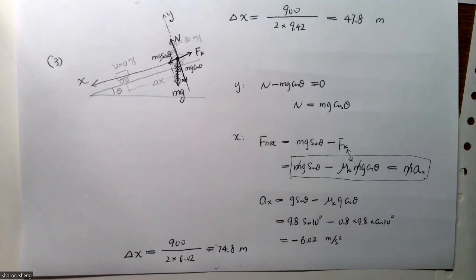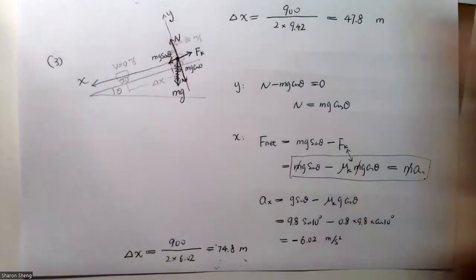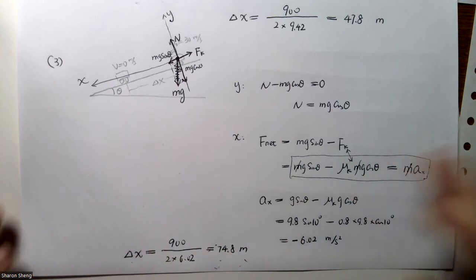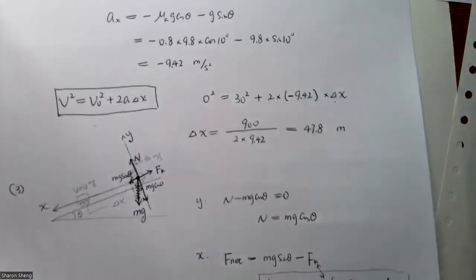Down the slope, it goes longer. Up the slope, it goes shorter. And on the leveled road, the brake distance is in between. So we can quickly judge, use common sense here. It makes sense. So that's the final answer. Delta x equals 74.8 meters down the slope. That is the first question.